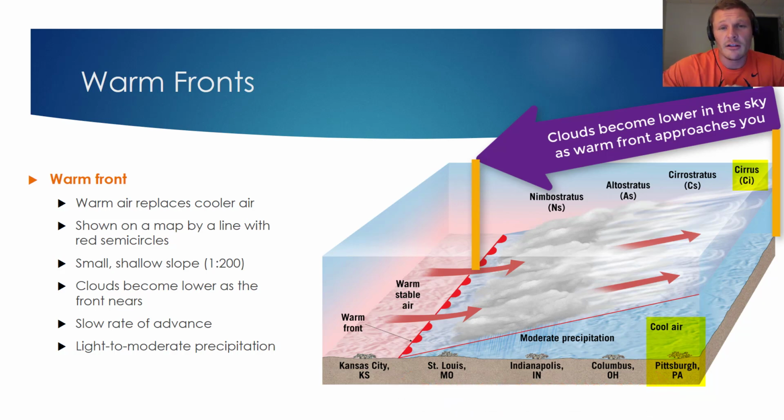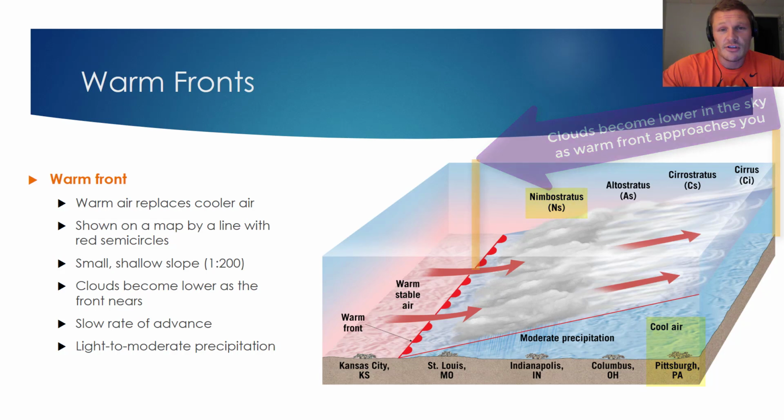Gradually, you notice the clouds start to get lower and lower in the sky. You'll see a shift from cirrus clouds to cirrostratus clouds to altostratus clouds, and as that warm front gets really close, you'll start to see nimbostratus clouds, and you may see moderate precipitation.